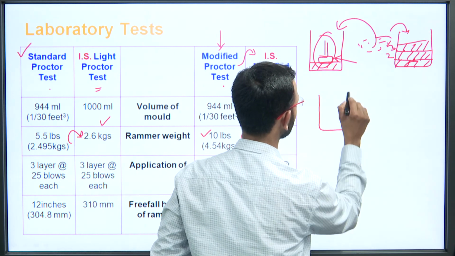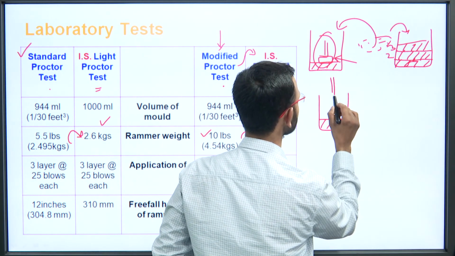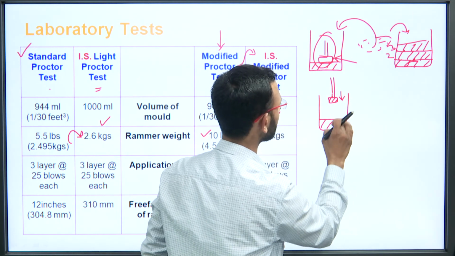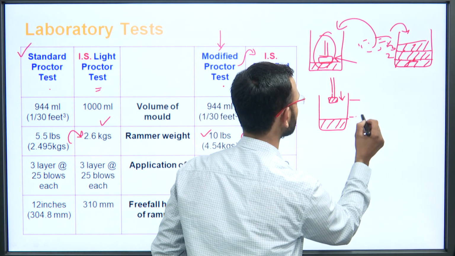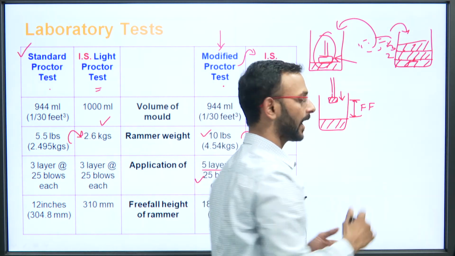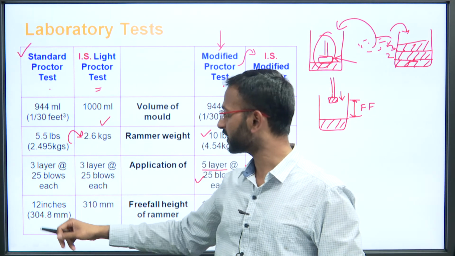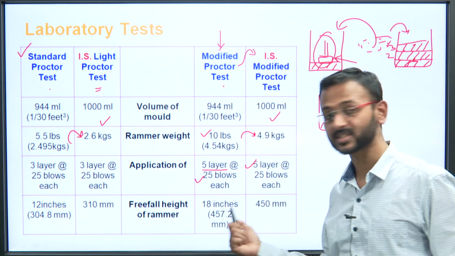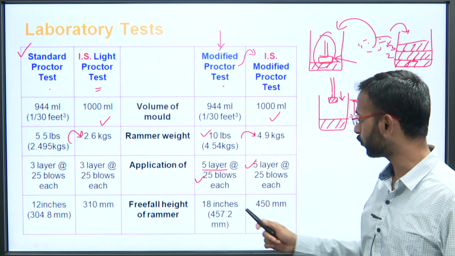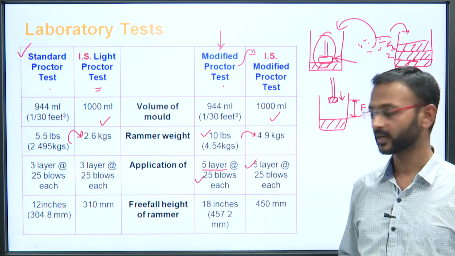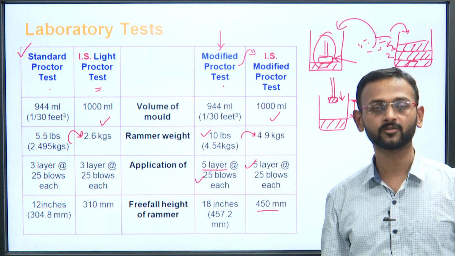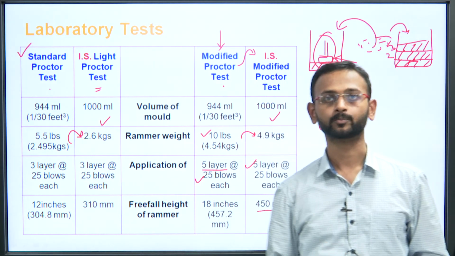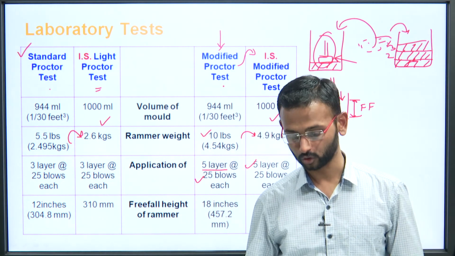When you take a soil here and leave the rammer, some energy will be imparted to the soil. So this height is the free fall height of the rammer, which in the case of the standard Proctor test is 12 inches, that is 304.8 mm. For the Indian standard test, it is 310 mm, and for the modified Proctor test, it is 18 inches, that is 457.2 mm, and for the IS modified Proctor test, it is equal to 450 mm. So you have to remember these values, and you can directly apply them and get the compactive effort values, and we will be looking at the compactive energy now.